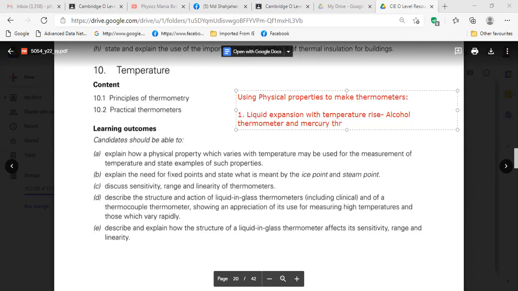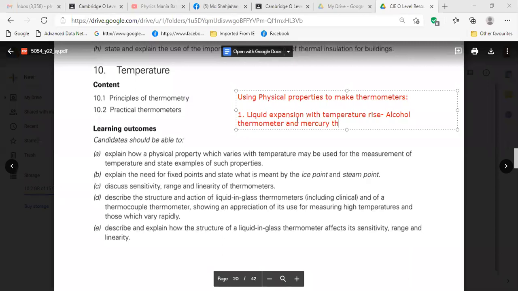Sir, is this for point A? Yeah, this is for A. All we are writing now is for A. Using physical properties to make thermometers. This one is related to learning outcome A. This heading we wrote. Now with this heading we are writing some information step by step. You write all of them. Okay? Is it clear?